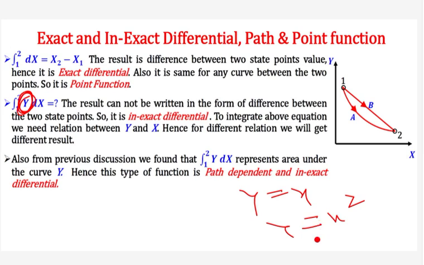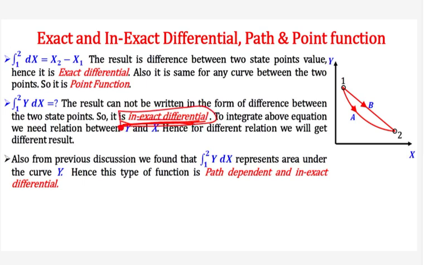So the different relation is telling us a different graph. If it is showing a different graph, that means this integration can only be performed if I know the relation between y and x. That means it is path dependent, and I cannot simply write final point minus initial point. So it is path dependent, and it is an inexact differential. So you have an understanding of this basic mathematics required here.